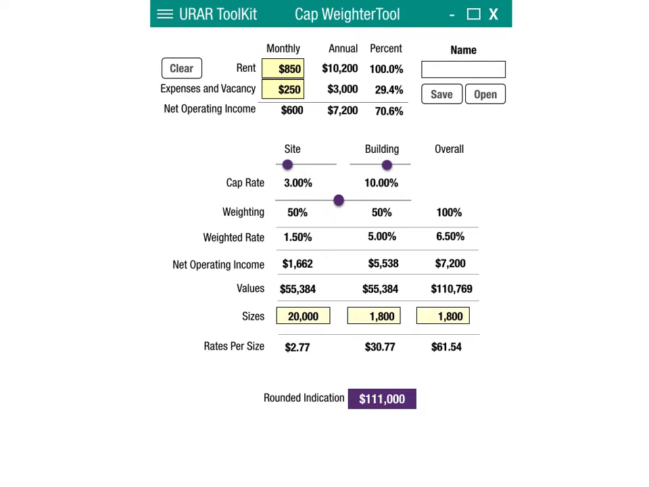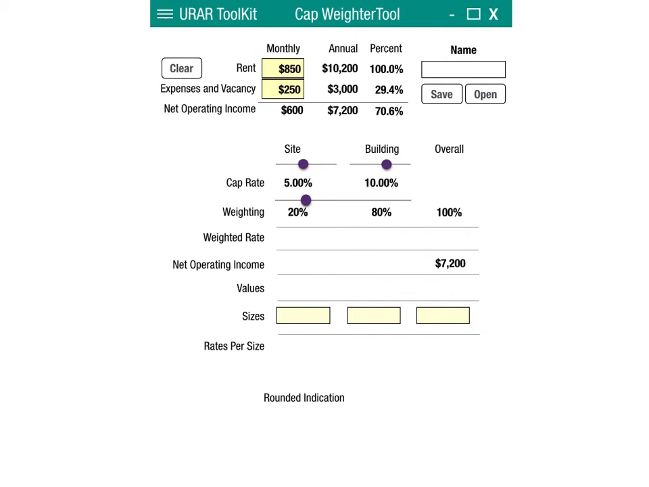All right, so now let's go back and look at our sliders for a minute. Let's assume that we've changed our scenario here. And so now we're getting a 5% cap rate on the site, and we've given more weighting to the building than the site. Nothing else has changed. The NOI is the same. So now what we note is our weighted rate on the site is now 1%. 5% times 20% would be 1%. The building's at 8%. So we add those two together, it gives us a 9% overall rate. Once we have that, we take the 7,200, divide by 9%, and our indicated value is 80,000.